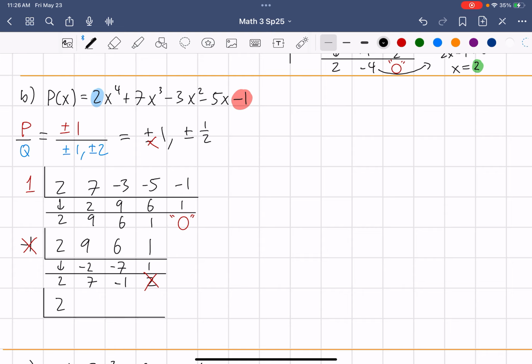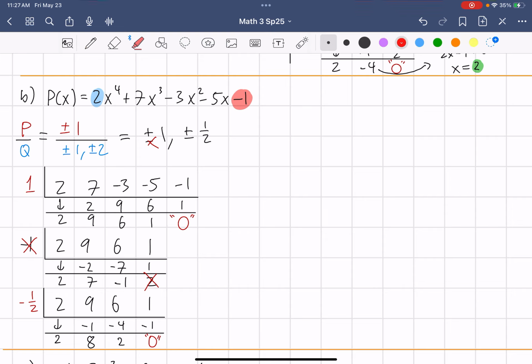So let's try that same one, 2, 9, 6, 1, and then I'm going to choose a factor of -1/2 to test. Let's not forget, our first one always comes straight down. 2 times -1/2 is going to be -1. You add, that's 8. You multiply times the -1/2, it's -4. You add, it's 2. 2 times -1/2 is -1. We add, and bingo, here is our next 0.